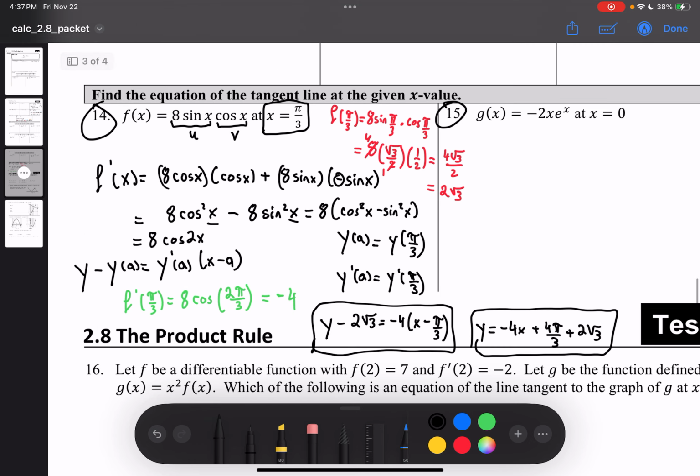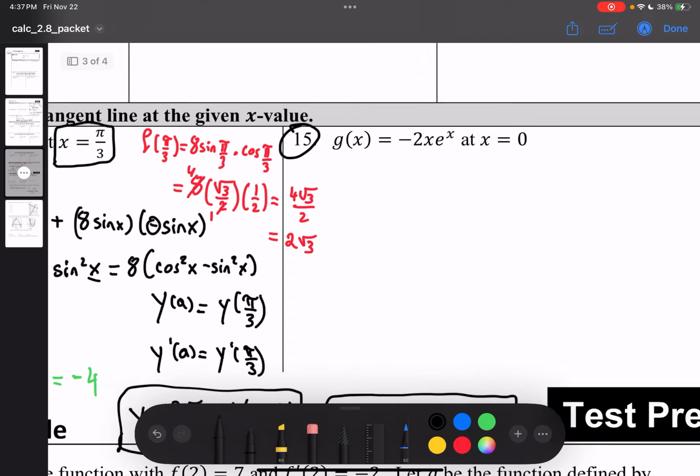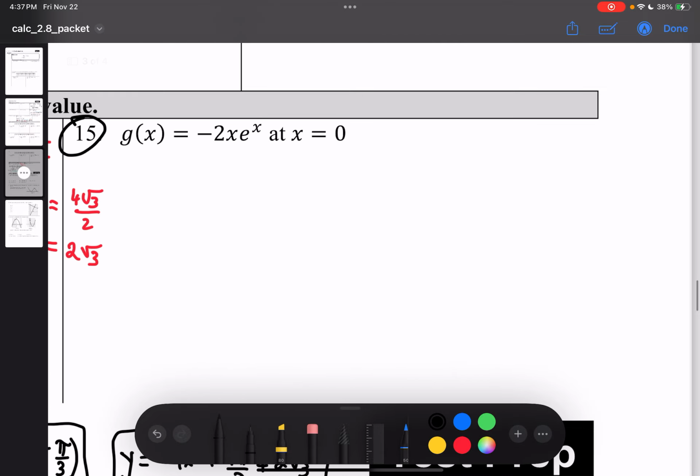Now, you can see all of the answer over here. If you want to pause the video, just check the steps again. You are able to do so. Now, in number 15, they have g of x is equal to negative 2x e to the power of x. So this is going to be my u, and this is going to be my v.